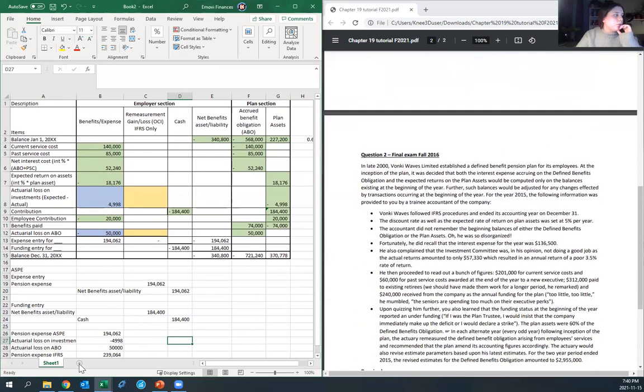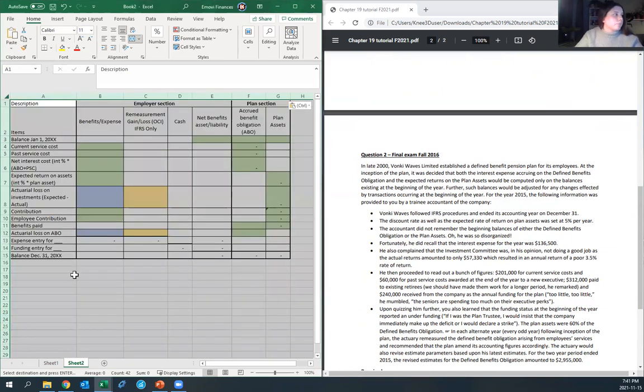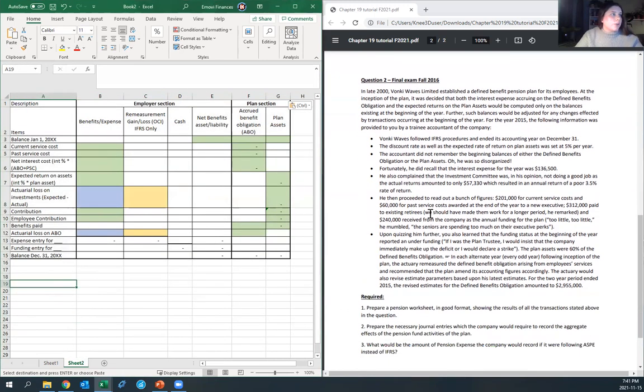And then for question 2, I'm going to copy again the same thing here. For question 2, in late 2000, Wonky Waves Limited established a defined benefit pension plan for its employees. At the inception of the plan, it was decided that both the interest expense accruing on the DBO and the expected returns on the plan asset will be computed only on the balances existing at the beginning of the year. Further, such balances would be adjusted for any changes affected by transactions occurring at the beginning of the year.